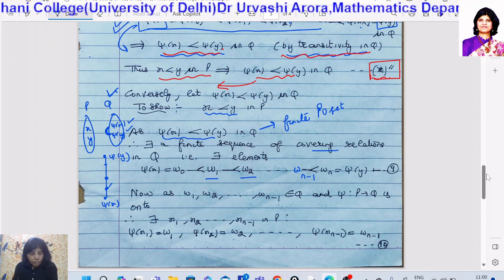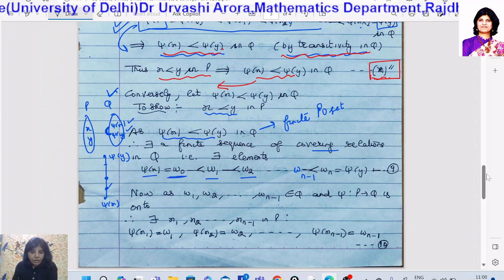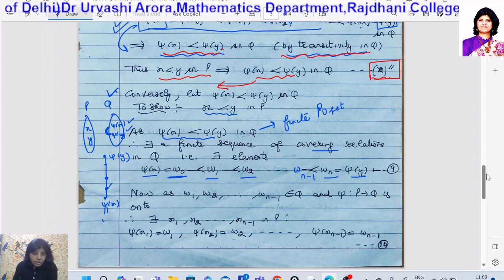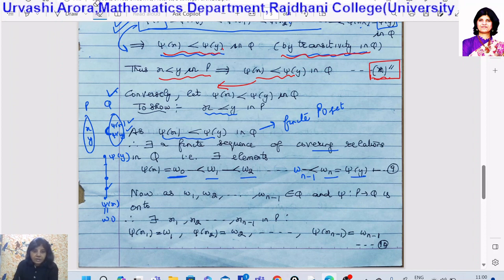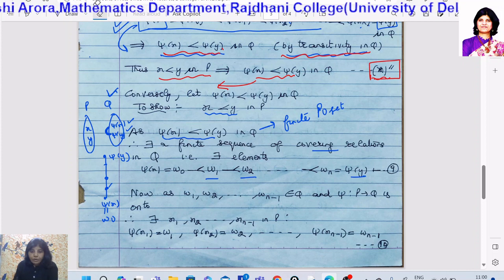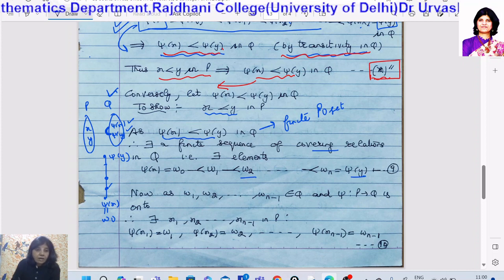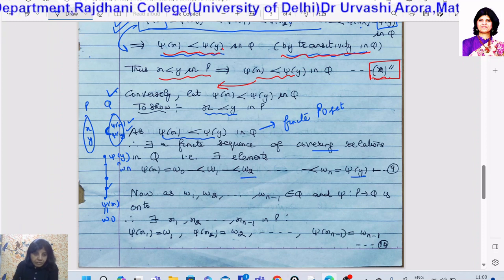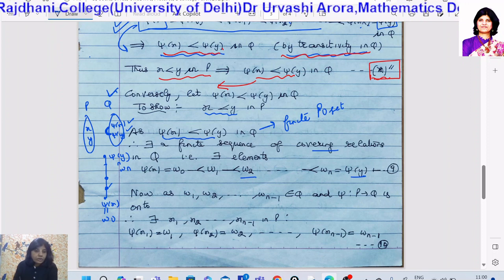And just to fall in line with the notation, psi x I'm denoting by W naught, and psi y I'm denoting by Wn. So if you denote psi y by Wn, you can find a sequence of covering relations between W naught and Wn, because Q is a finite PO set.